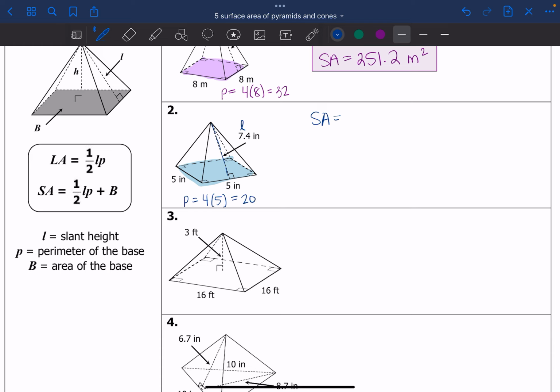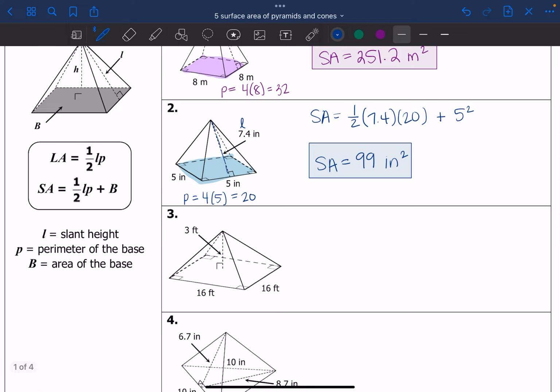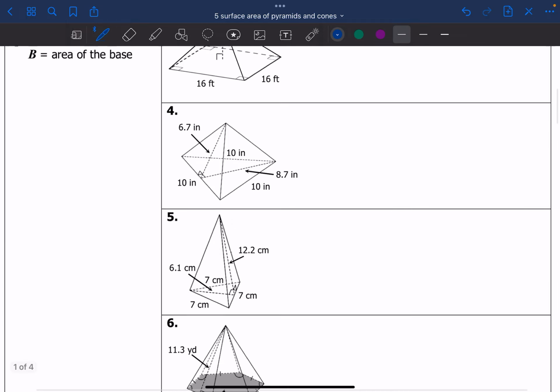And now let's just plug things in. So 1/2 times 7.4 times 20, plus we want the area of the base, and since the side is 5, it's going to be 5 squared. Just type it into the calculator all at once, round to the nearest hundredth if you need to. But this one actually ends up being a whole number. I get 99, and they are measuring in square inches. Okay, so since we already did 2 that are squares, I'm going to skip number 3. Number 3 is another square. Let's look at number 4.